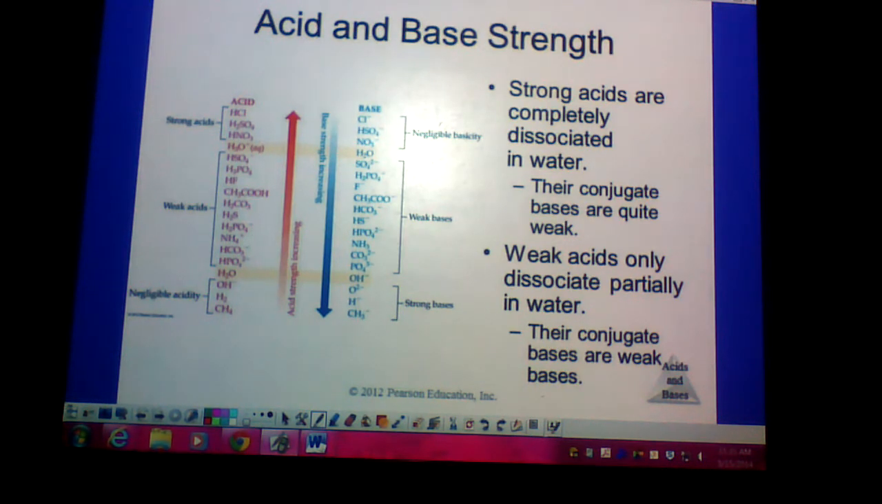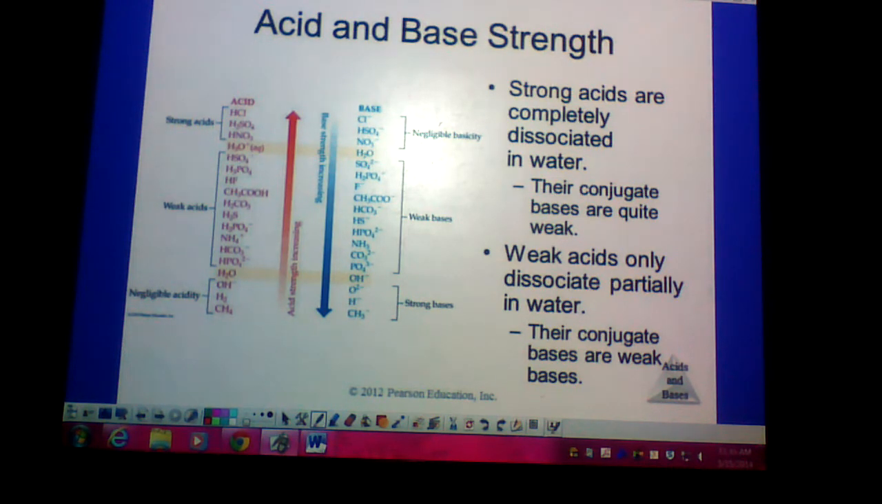So let's look over here to the base side. On my base side, I'm starting off at the top of this list with negligible basicity, which means that these are not really going to dissolve in water to give us a base. Then we're going to follow by weak bases, and then we're going to follow into strong bases. So there's a relationship between acid strength and base strength, and that is, if I have a stronger acid, then the base is probably going to be very weak. If I have a strong base, then that should be paired, or they usually are paired, with pretty weak or negligible acids.